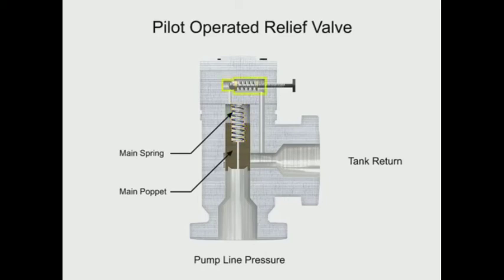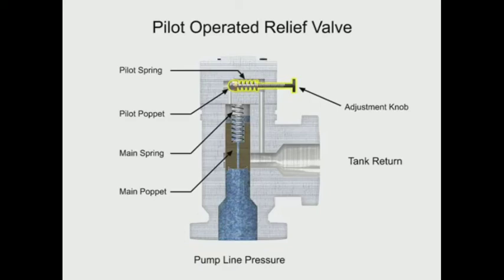The second stage is composed of a much smaller direct-acting pilot valve, which includes a pilot relief poppet, pilot spring, and an adjustment knob. This smaller relief valve is usually mounted crosswise on the main valve body. As long as pump line pressure is less than the relieving pressure set on the control knob, the pilot poppet will remain closed. Since the pilot poppet is closed, the pressure in the main spring chamber is the same as the line pressure. Since these pressures are equal, there is no pressure drop from one side to the other, and the main poppet also remains closed.